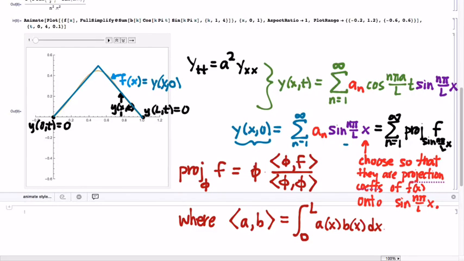Just having the cosine of n pi a over L times t, sine n pi over L times x, that's enough to satisfy the partial differential equation, the left-hand boundary condition, and the right-hand boundary condition. But we need to get the an's just so that they also satisfy the condition which is initial in time, the initial shape of the guitar string before we let it go. So that's the formula that we need by the end of the hour.